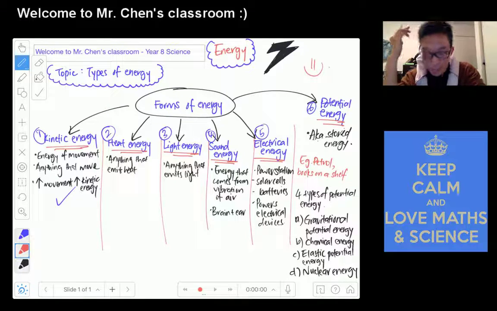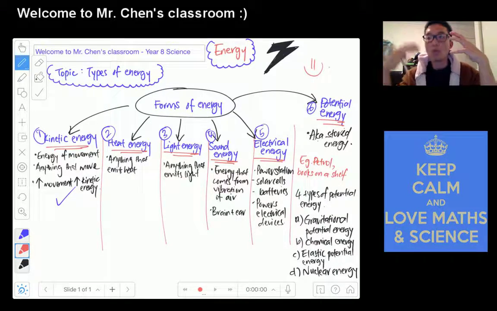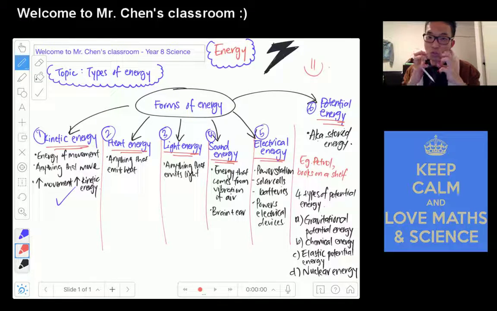And the last one is a bit more complicated. It's called potential energy. As you know, the word potential stands for something that has been stored. So if I say you have a lot of potential, it means that you store a lot of things that are ready to come out. So it is also known as stored energy.